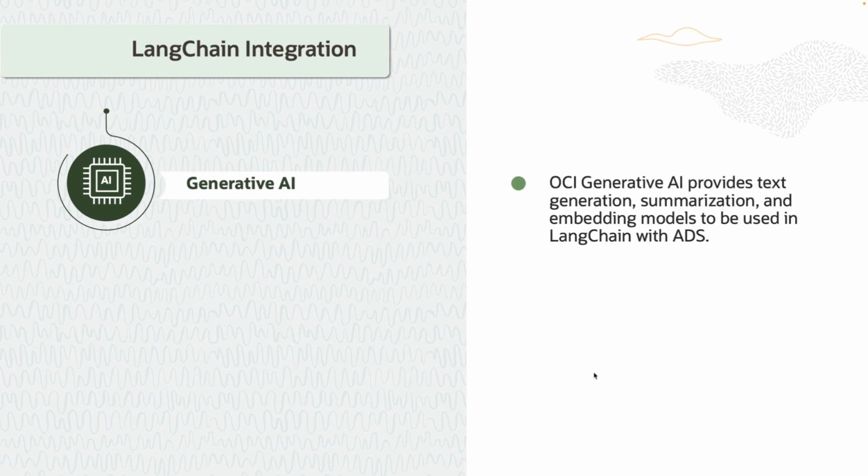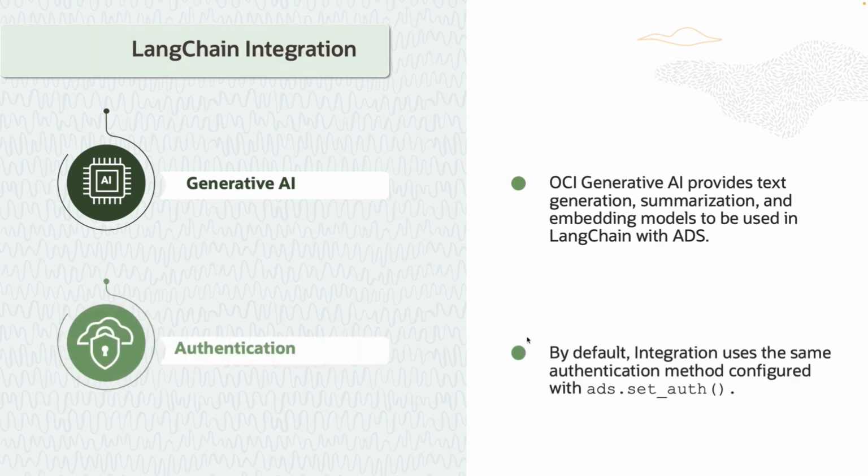OCI Generative AI provides text generation, summarization, and embedding models to be used in LangChain with ADS. By default, the integration uses the same authentication method configured with the ads.set_auth method. Optionally, you can also pass the auth keyword argument when initializing the model to use a specific authentication method for the model. For example, to use resource principal for all OCI authentication.